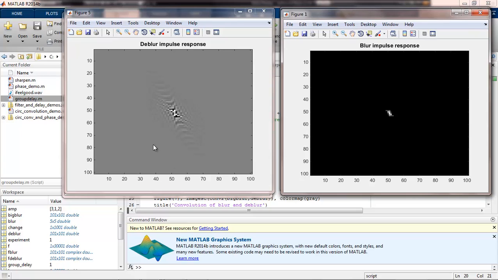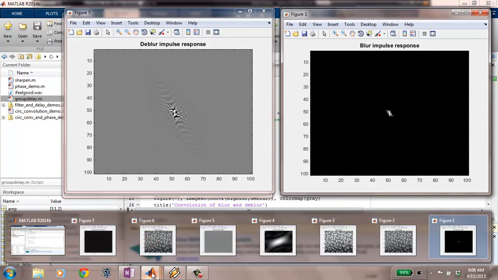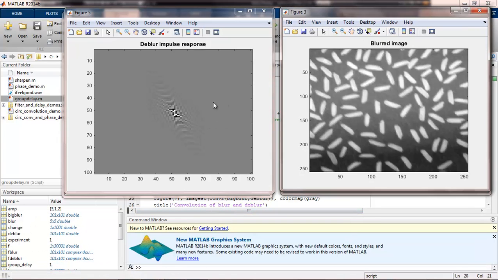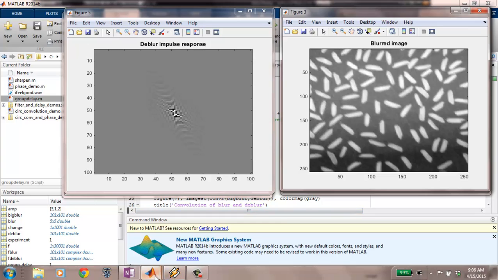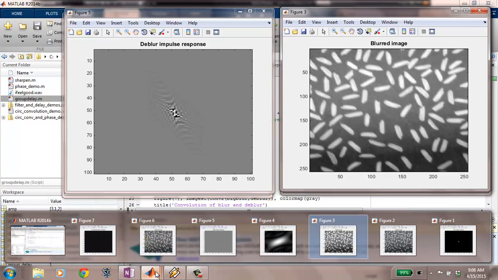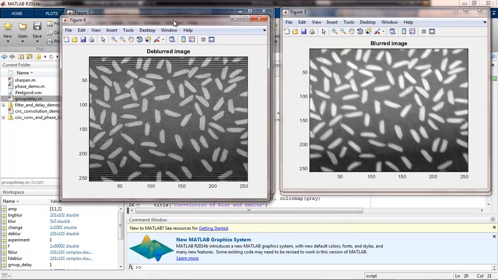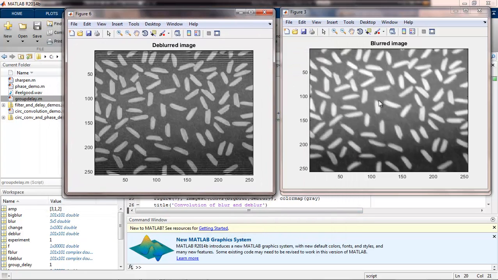But if I take this and do a convolution of this with my blurry image, pull up the blurry image again. Here's the blurry one. I'm going to do a convolution of these, and I'll plot the result, and we'll hope it looks like a de-blurred image. So there's the result. Okay, here was the blurry one, and here is the de-blurred image.